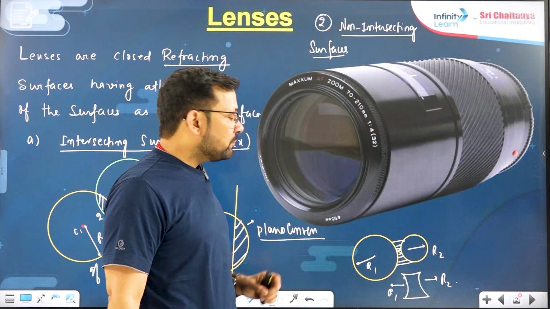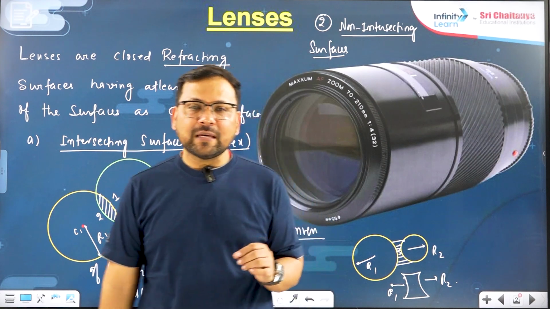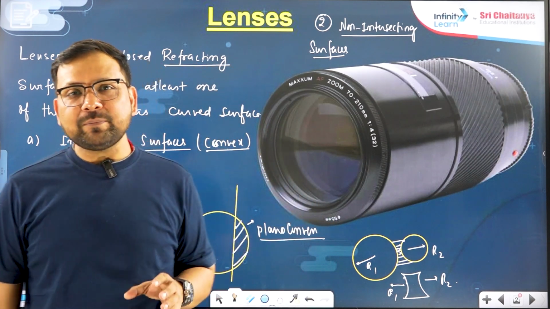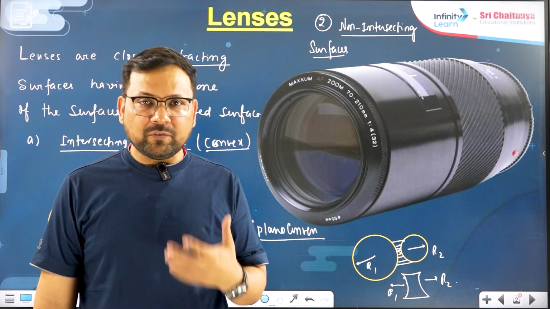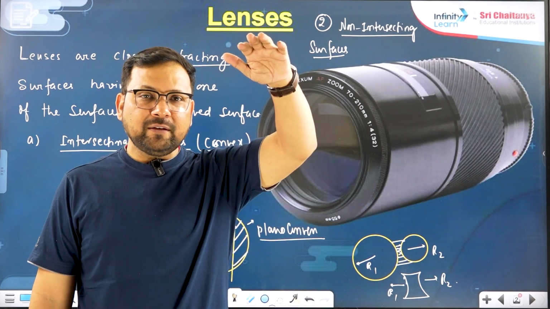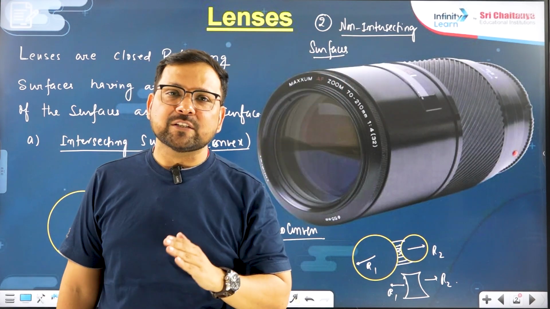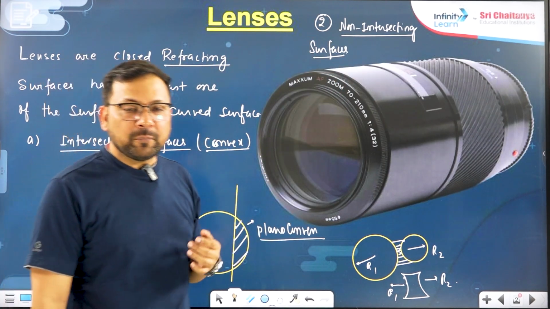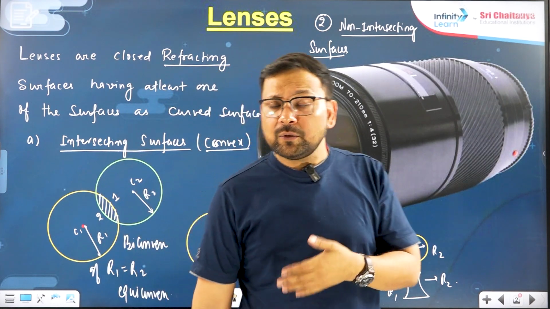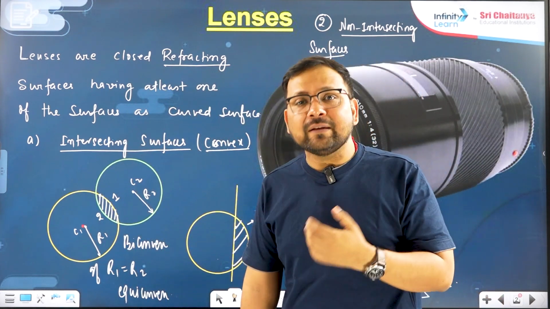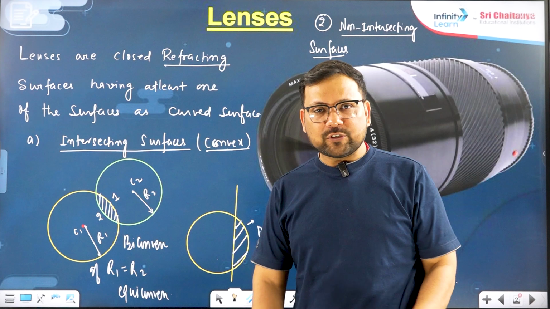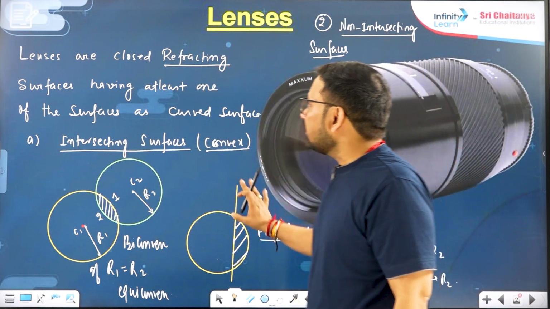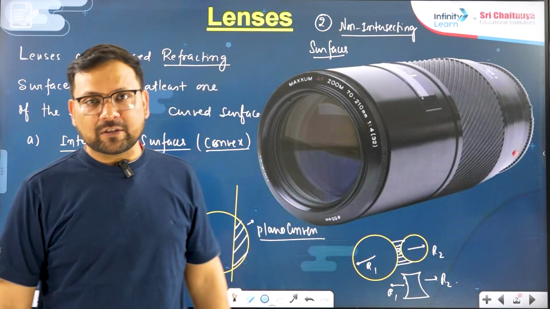So now from this discussion we have known one thing: lenses are of two types. When we use the word convex, it should be clear in our mind that there are two surfaces which are intersecting each other. When I say concave, it means plane or spherical, two surfaces which are not intersecting each other. That we should know. If we know that, it means we have understood the definition of lens.